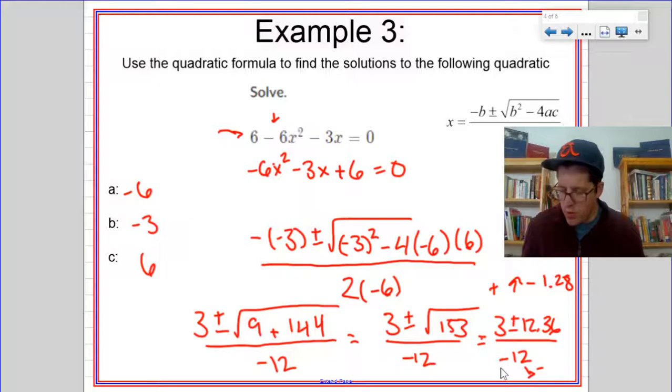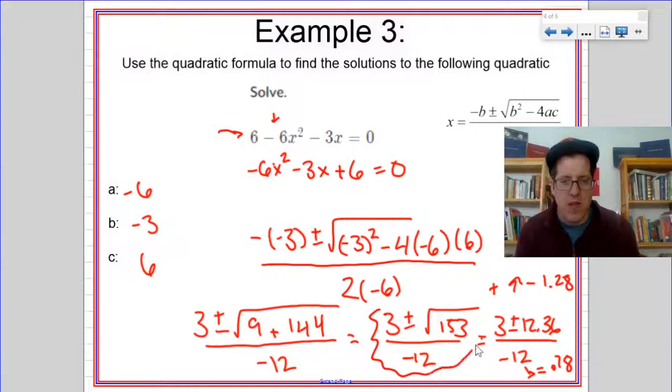Then I'm going to do 3 minus that same number. So 3 minus 12.36. And then I'm going to divide by negative 12. And I'm going to get about 0.678. Okay. Now, Khan Academy, I think, is going to have a multiple choice that looks like this. But that's how you would use your calculator to get those answers out.